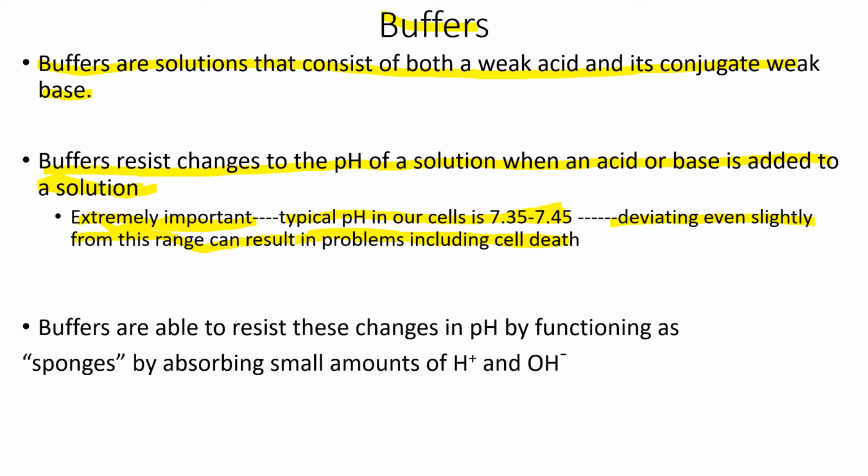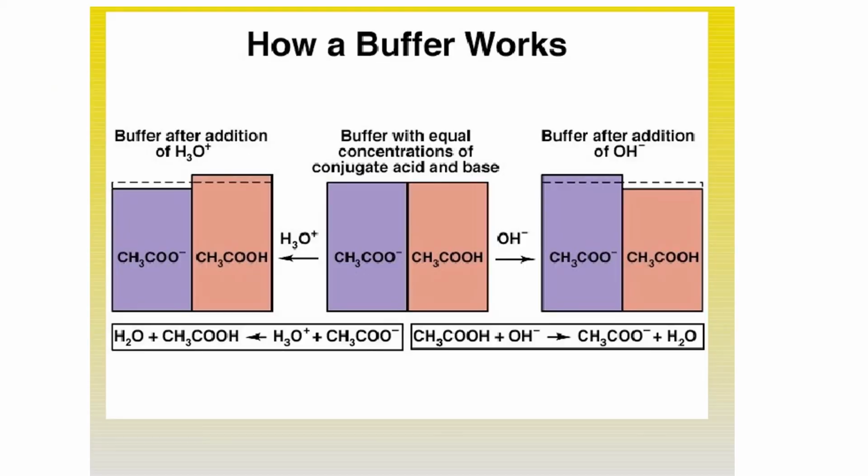They're able to perform this job as buffers are able to resist these changes in pH by functioning as sponges. I want you to think about what you use a sponge for. You use a sponge to soak up extra amounts of something. It's absorbing something. Buffers kind of act as sponges. They can absorb small amounts of H+ and small amounts of OH-. And by absorbing those small amounts of H+ and OH-, they can keep the pH regular and consistent and not have the pH change very much.